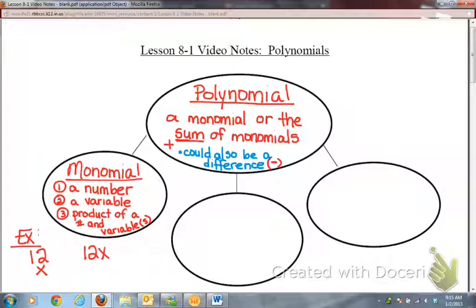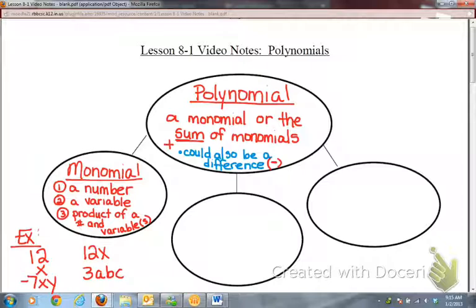Now we could make them longer. Maybe I go crazy and I say something like 3abc. That is a monomial right there. It's a product of a number, 3, and 3 variables, a, b, and c. Let's see, another one could be like negative 7xy. That's the product of a number and 2 variables. So negative 7xy, we would say that that is a monomial.